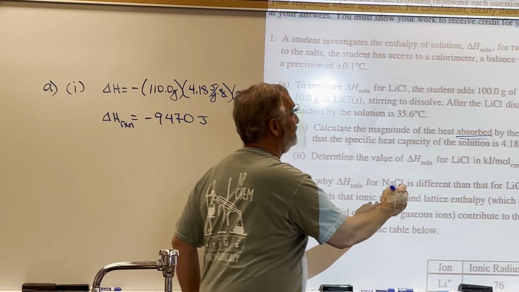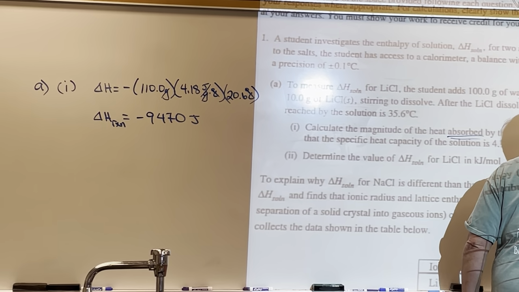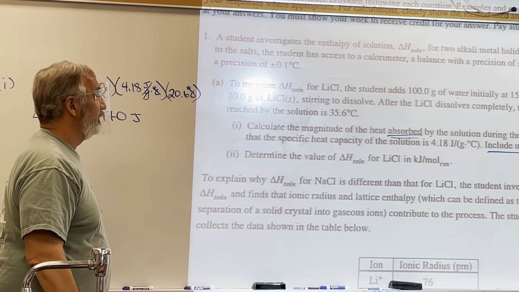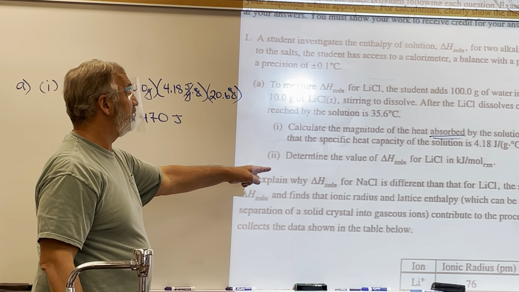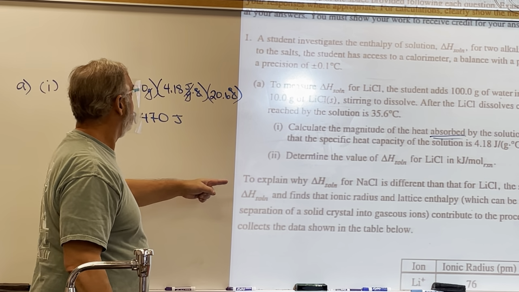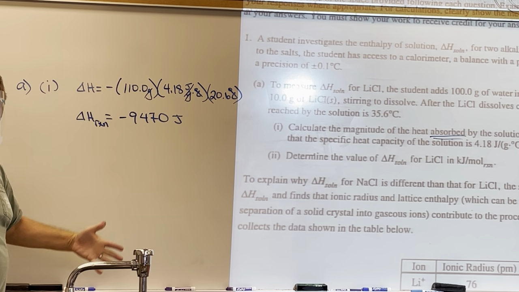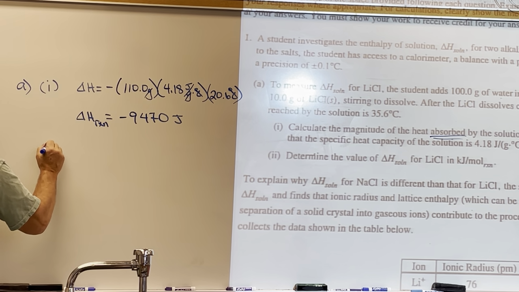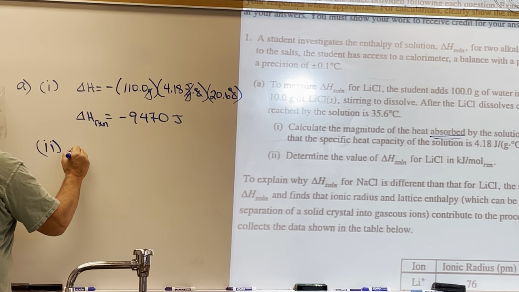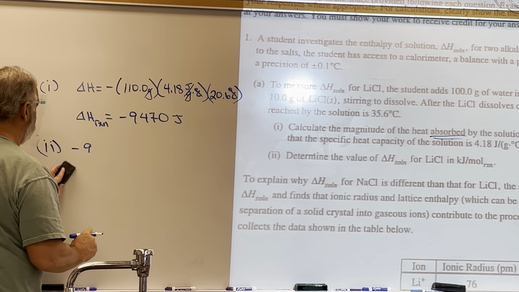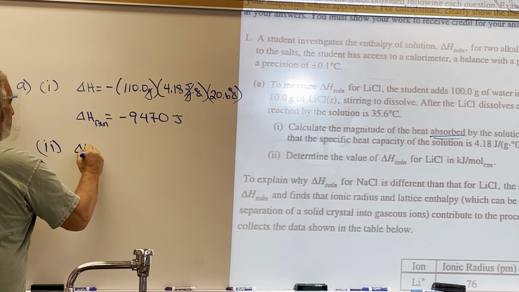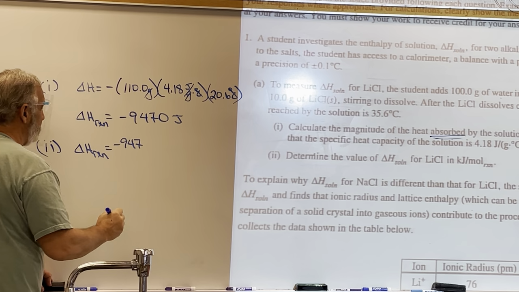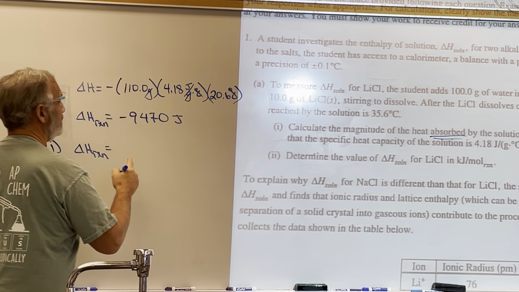Notice it says also include units with your answer. Make sure you read the problem. Now, determine the value in terms of kilojoules per mole. Well, this is just like the problems, again, we just did. There's only so many ways we can do this. So, kilojoules per mole, let's put delta H equals negative 9,470. Well, we can even go to kilojoules easily, because that's going to be how many kilojoules?